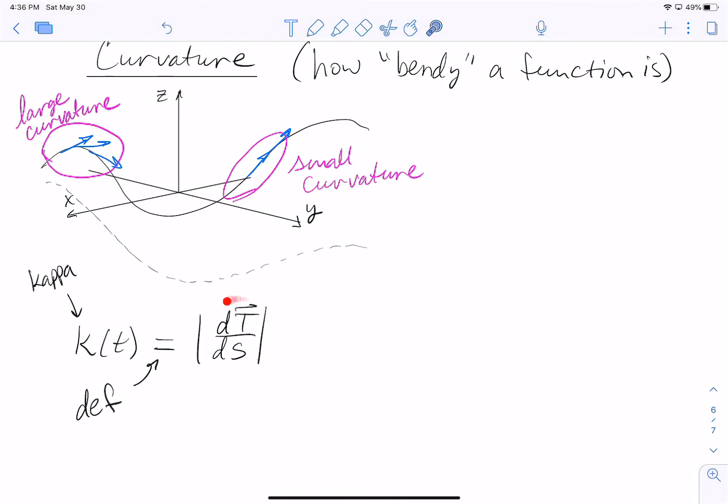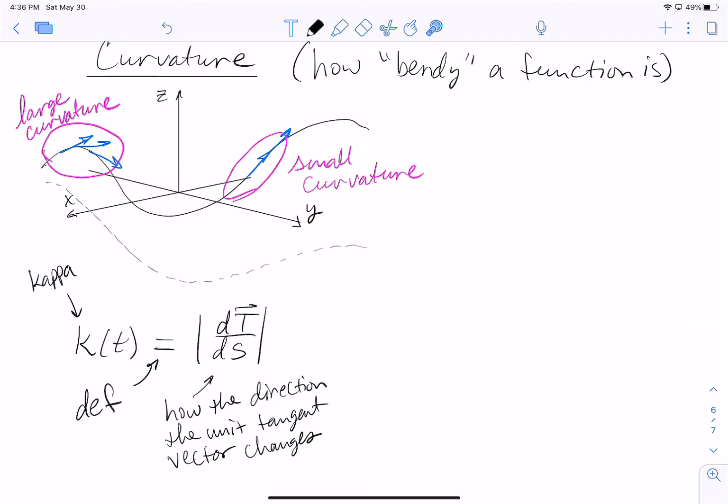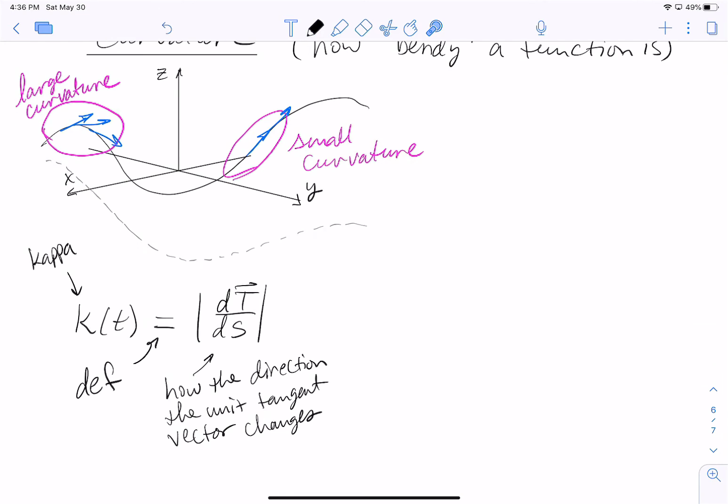This dT/ds in magnitude is, as I just said, how the direction of the unit tangent vector changes along the curve. And while that definition is helpful to conceptualize what is meant by curvature and how folks have come to quantify such a thing, that's not how we're actually going to compute it. We're going to compute it using one of three formulas.